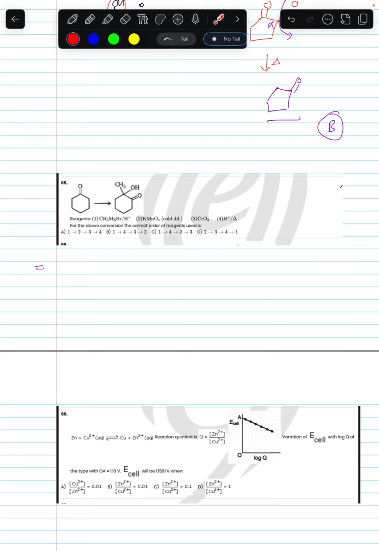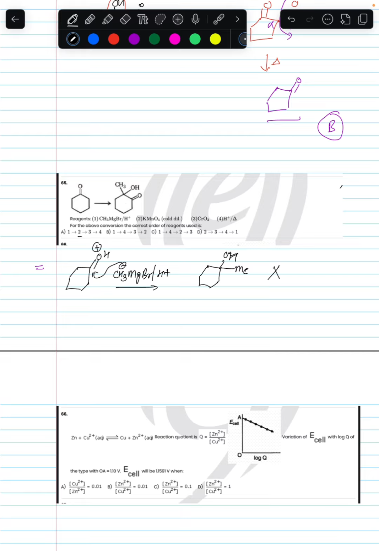So the first is wrong. What I mean is, if it is C double bond O, it reacts with Grignard reagent in acidic condition. First this oxygen will protonate, CH3 minus will attack on this carbon, and we get a 3 degree alcohol. The second reagent is KMnO4, which does not oxidize it. So the first is wrong.